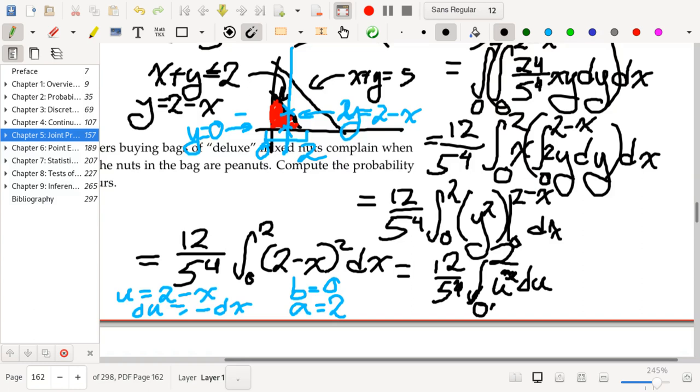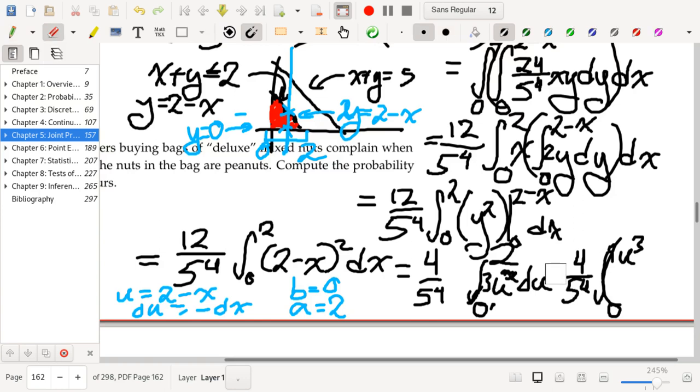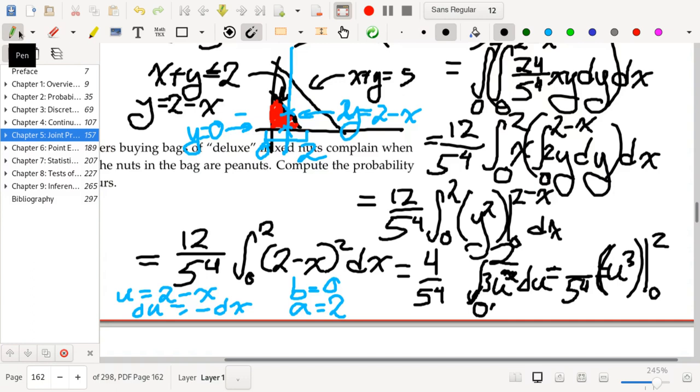This is going to be a situation where if we pull out a 3 from our outer term and leave 4 over 5 to the 4 and bring in a 3u squared, then we get a cleaner antiderivative. So we got 4 over 5 to the 4, and then we've got the integral from 0 to 2. Okay, so it almost looks like I got a negative sign right there. Let's clean that up. So we got u cubed, where u is ranging from 0 to 2. And for what it's worth, 4 is... let's see.